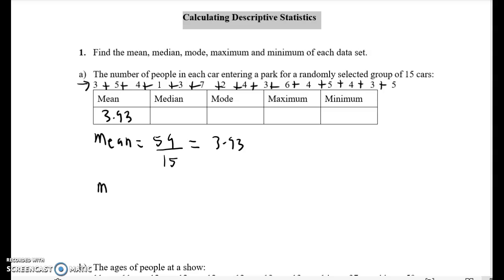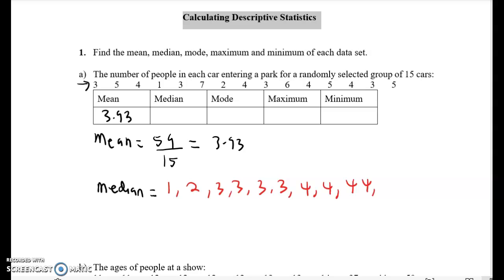Now let's get the median. The median is the middle value when you arrange a data set from smallest to highest. This data set is not in ascending order, so the first thing to do is to put them in ascending order before picking the middle number. So we have 1, 2, 4 of the 3s, 4 of the 4s, 3 of the 5s, 6 and 7.